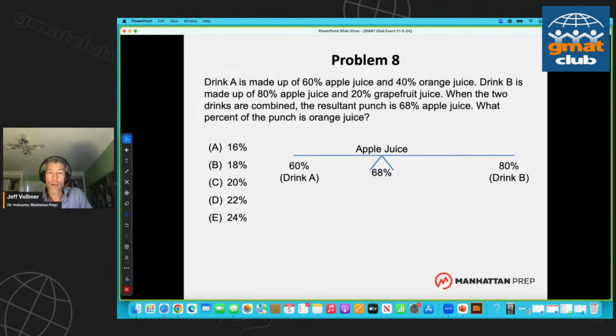Well, if they were equal amounts, the average would be right at 70, but it's not. This is a weighted average. The final concentration of 68% is closer to this side, meaning there's got to be more of this stuff. The number of liters of drink A exceeds the number of liters of drink B by some percentage or proportion. So now can we figure out the distribution here? How much more? Is it twice as much? Is it 3 times as much? Is it 10% more? What's going on?